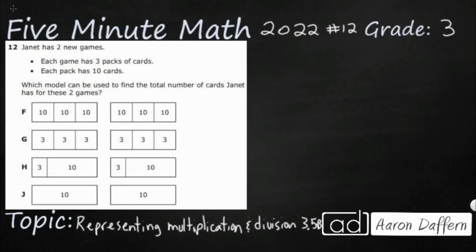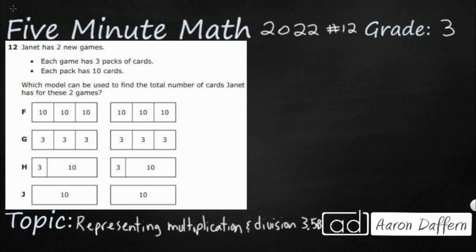Today we are looking at the third grade concept of representing multiplication and division. This is standard 3.5b in the great state of Texas, and we are using item number 12 of the 2022 released STAAR test. If you haven't done so already, please go ahead and take a moment to pause the video, work this problem out on your own, unpause it, and we will look at our answers together.